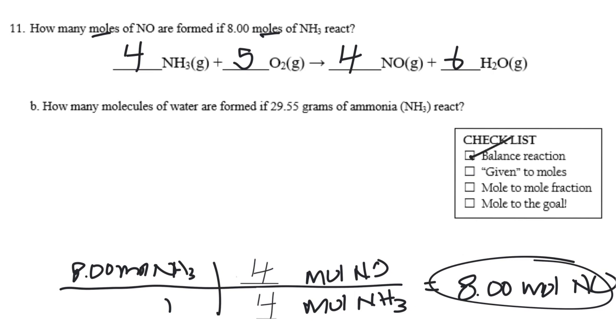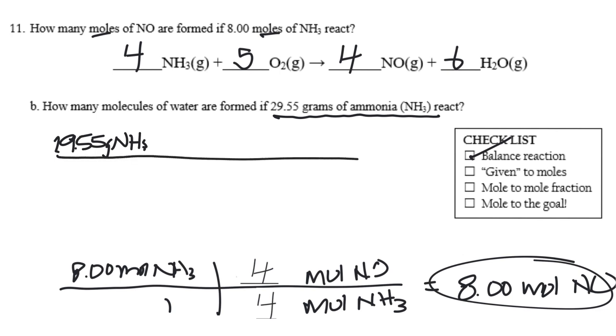Balance the reaction, we already did that. Given to moles, so we're given 29.55 grams of ammonia. So I start with 29.55 grams of NH3, put it over 1. Grams NH3 comes down, mole goes to the top, 1 goes next to mole. And because I'm going grams to moles, that's a molar mass. I'm going to need the molar mass of NH3, which is 17.04.